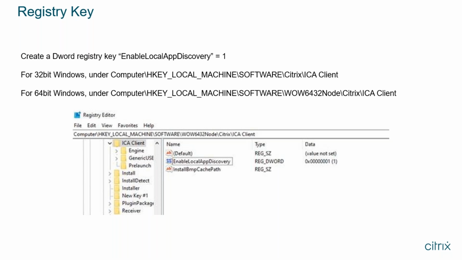We need to create a DWORD registry key called EnableLocalAppDiscovery and have that set to 1. It's set in a different location based on whether it's a 32-bit or a 64-bit machine. You can see the difference is in software. For the 32-bit, it's under Citrix and ICA Client. For the 64-bit, it's in the WOW6432Node, and then Citrix and ICA Client. So just be aware of that change if you're scratching your head wondering where that folder is sitting.